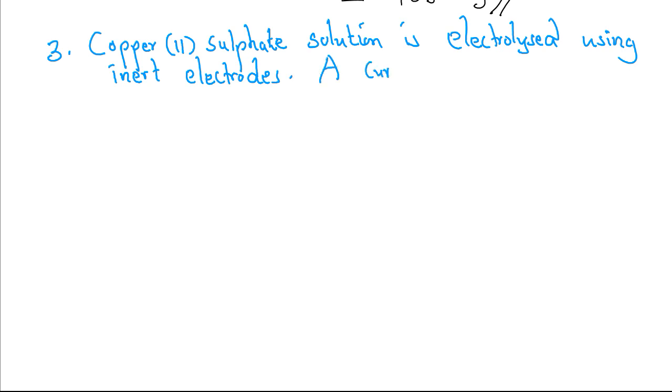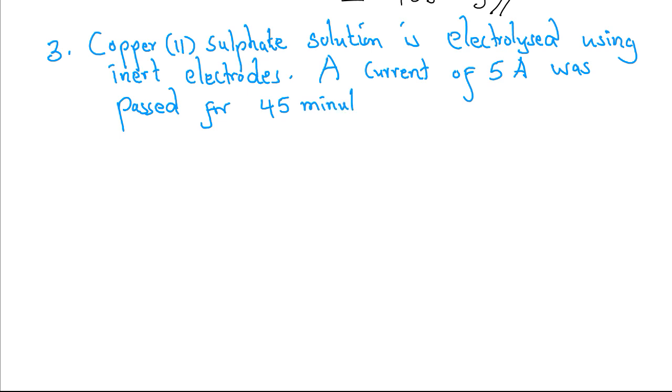A current of 5 amperes was passed for 45 minutes. How much copper was deposited at the cathode?